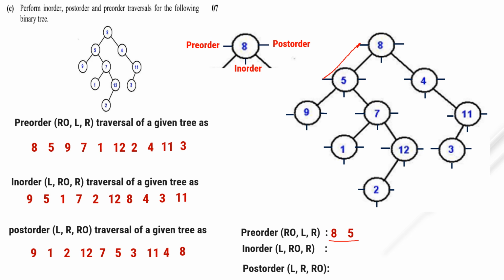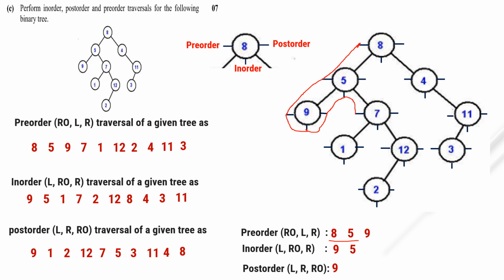Now which line will be touched? Pre-order. Okay, so the answer is 9. Now in in-order I have to write 9. Clear? Next in post-order I have to write 9. Then in in-order, what do I write? 5, because that line indicates in-order. Clear?